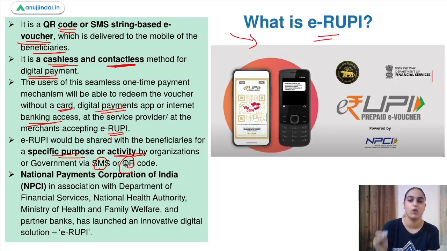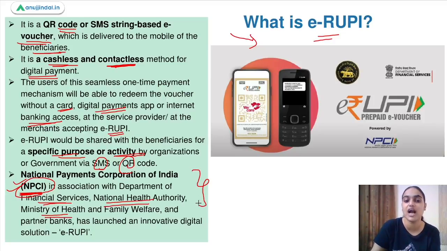This way it is going to function, which will bring down a lot of corruption, which will make sure that for whatever purpose the money has been provided, it is getting used in that very activity only. So who has launched this platform? The National Payments Corporation of India, the NPCI, which also provided the UPI, has come up with this e-RUPI in association with the Department of Financial Services, the National Health Authority and the Ministry of Health.